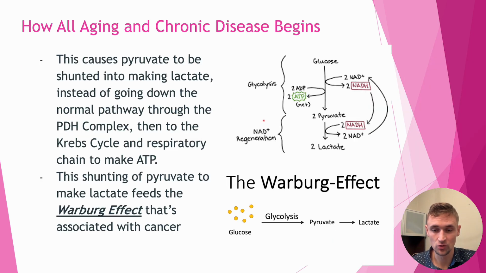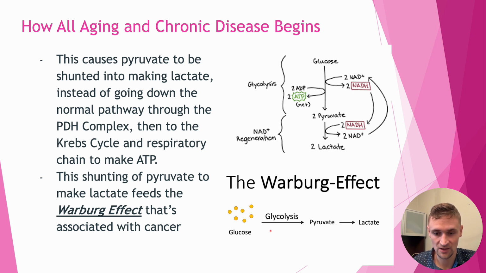So what happens is normally glucose goes through glycolysis and gets turned into pyruvate, and then pyruvate goes through that pyruvate dehydrogenase complex that we talked about, which then makes acetyl-CoA and goes through the Krebs cycle to create NADH and create energy. But when you get backing up of this entire energy pathway, glucose can't get turned into pyruvate and then go through that pyruvate dehydrogenase complex. So pyruvate actually gets shunted into the lactate pathway, and starts making lactate instead of eventually making NADH. And this feeds what is called the Warburg effect, which you may have heard of and is highly associated with cancer.